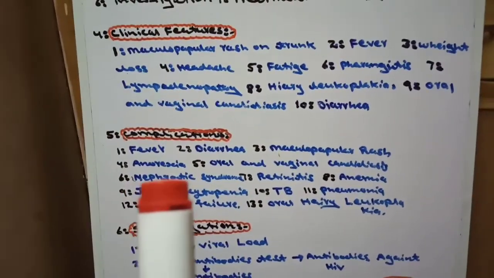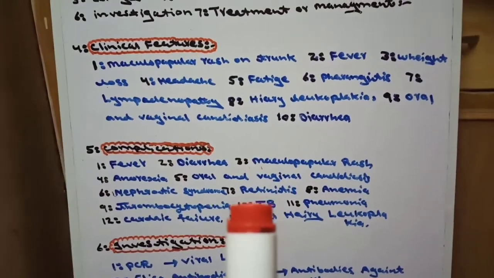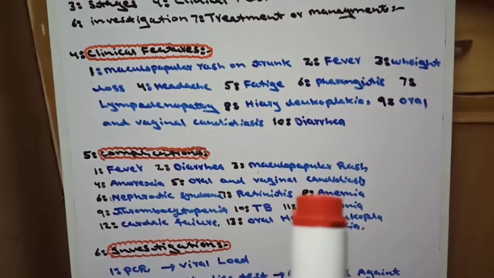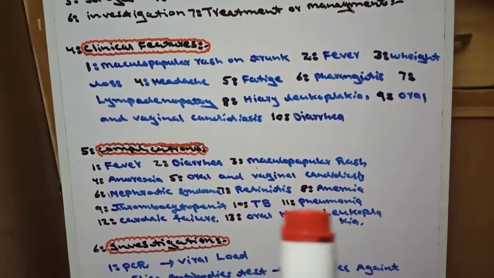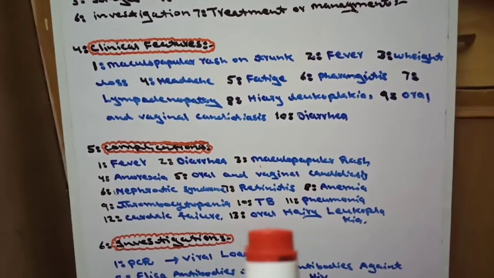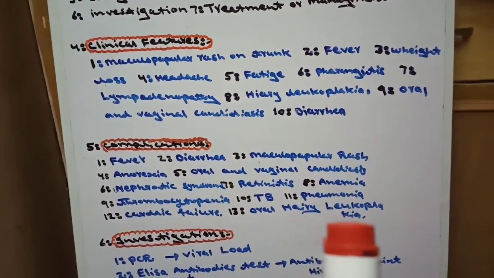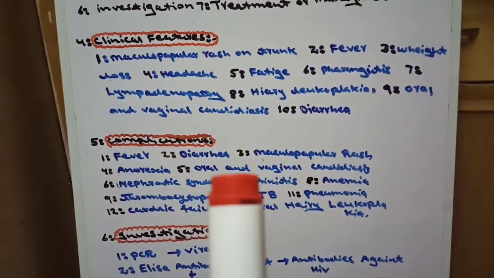In the kidney, the complication of AIDS is nephrotic syndrome. In the eye, retinitis, inflammation of the retina. In the blood, anemia, thrombocytopenia. In the lung, TB, pneumonia. In the heart, cardiac failure. In the oral cavity, oral hairy leukoplakia. These 13 are the complications of AIDS.